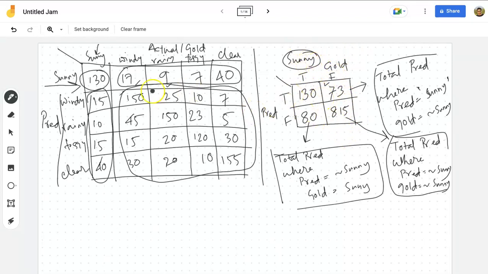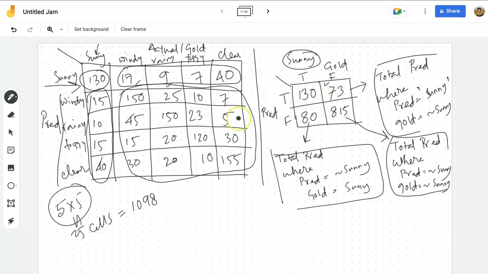Another thing to be noted: how many total entries are there in the total 5 cross 5 matrix? There are a total of 25 cells. In these 25 cells, if you calculate the total, it will be 1098. Similarly, if you sum up these 4 cells, you can calculate this likewise, and if you subtract it from 1098, you will get 815. Okay, I hope it is clear.